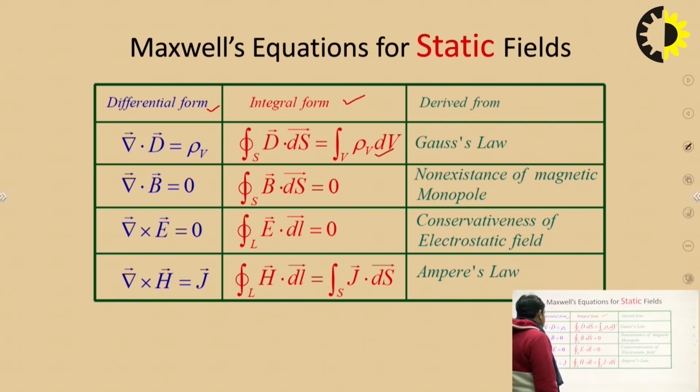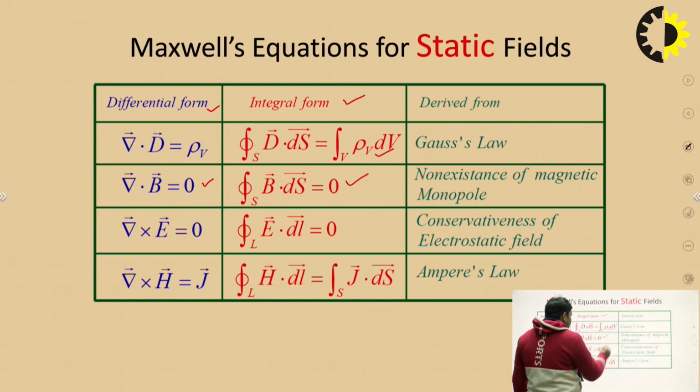In Gauss law, the total outward flux is equal to the volume charge density at a particular time. And the second Maxwell equation is del dot B is equal to 0, or in the integral form, B dot dS is equal to 0. What is the meaning of this? The non-existence of the magnetic monopole. That means the magnetic monopole does not exist. So always the magnetic dipole exists, just like a south pole and north pole.